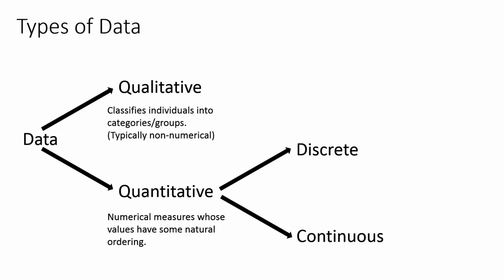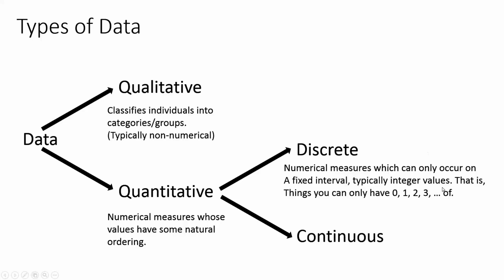All right. Well, within quantitative, though, we also noticed a difference in our variables in the last slide. We break it down further into what's known as discrete versus continuous quantitative data. So a discrete random variable, these are variables that can only occur on fixed intervals. These are typically integer values. So these are things that you would only ever claim like 0 or 1 or 2 or 3 of. You would never claim like 2.5 of. Whereas continuous variables, these are numerical measures which can take on an infinite number of values.